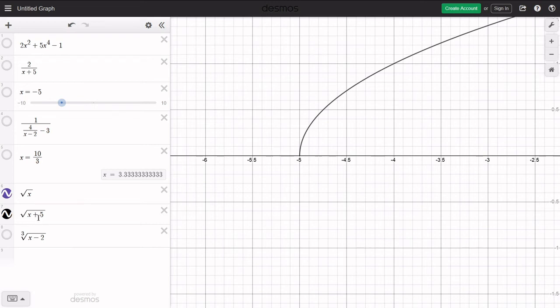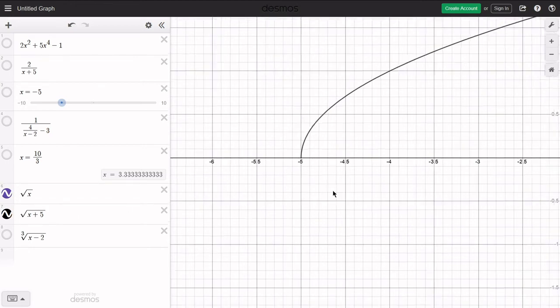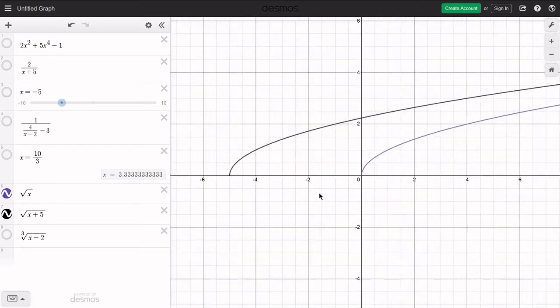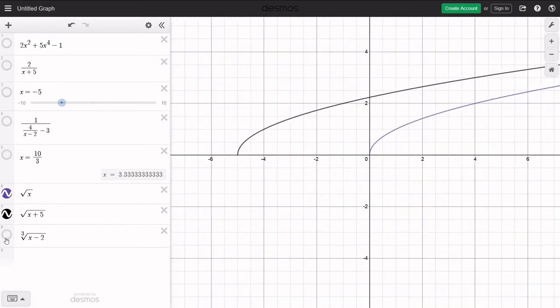Negative 5 plus 5 is 0. The square root of 0 is 0, so it's fine. Anything to the left of that gives us a complex number, so we must exclude it. So that's square root function. Let's look at a cube root function.